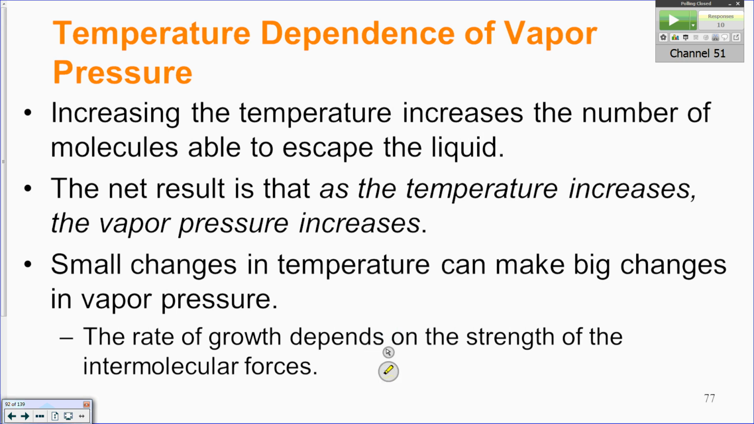Okay, so we want to go back and think about this temperature dependence of the vapor pressure a little bit. We know that if we increase the temperature, it increases the number of molecules that have the ability to escape. So the net result is the temperature goes up, we see a positive change in the vapor pressure. Sometimes a small change in temperature can make a significant change in the vapor pressure of the molecule. The rate that it grows depends on the strength of the intermolecular forces. The weaker the intermolecular forces, the more temperature dependent that system becomes.